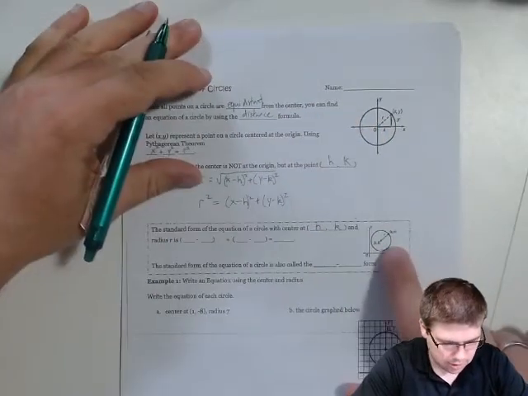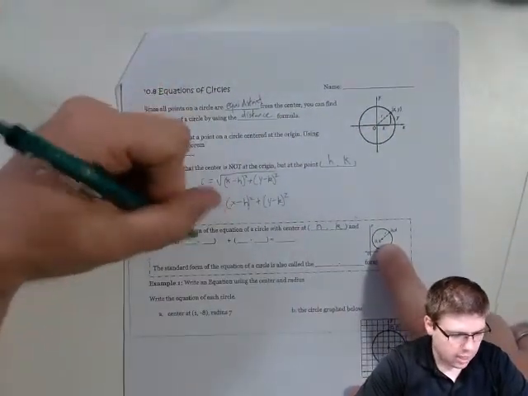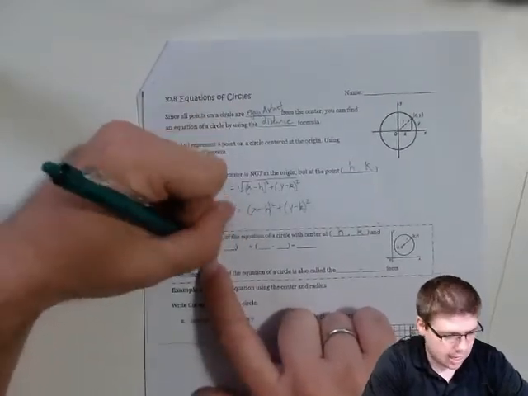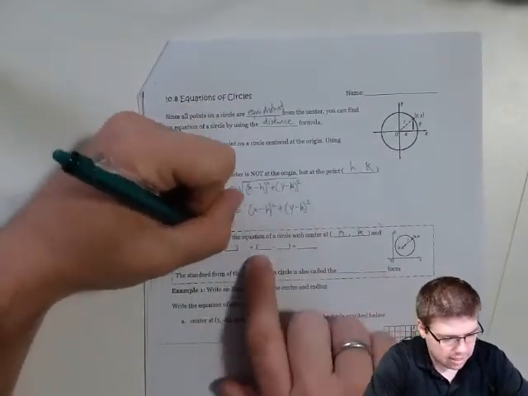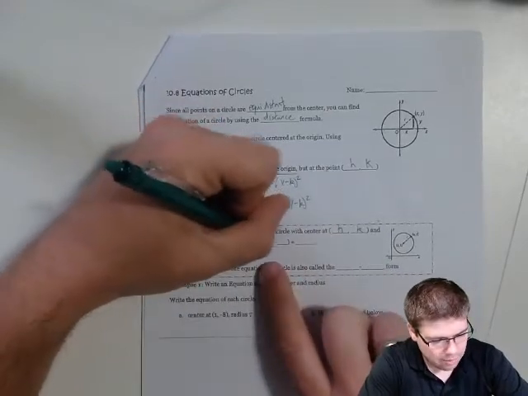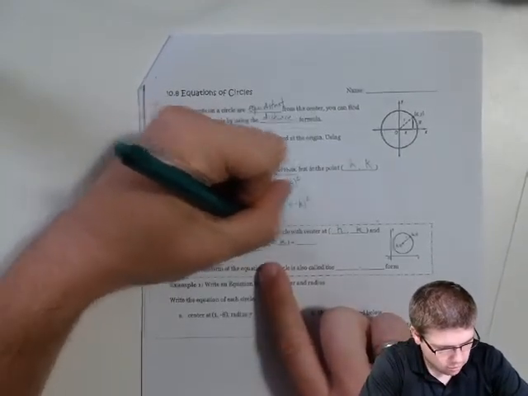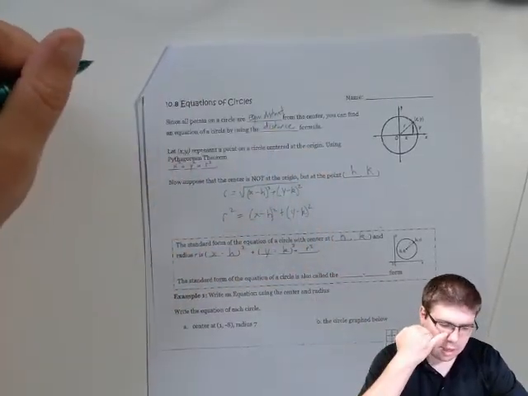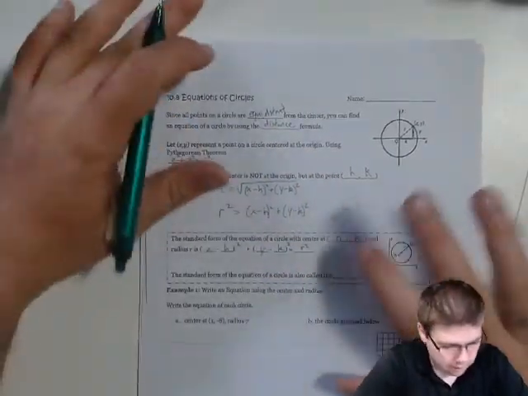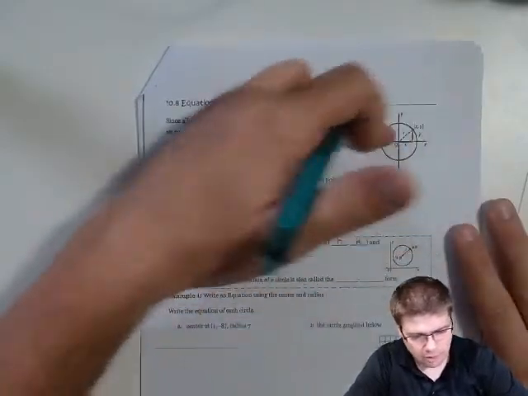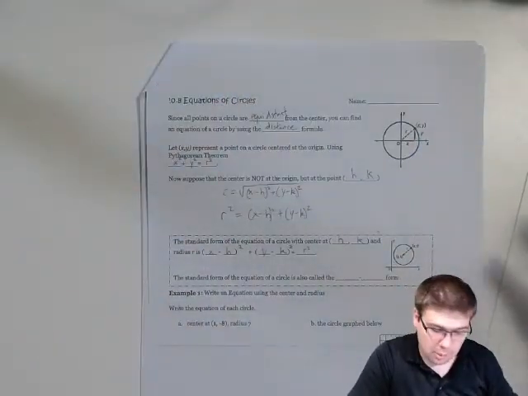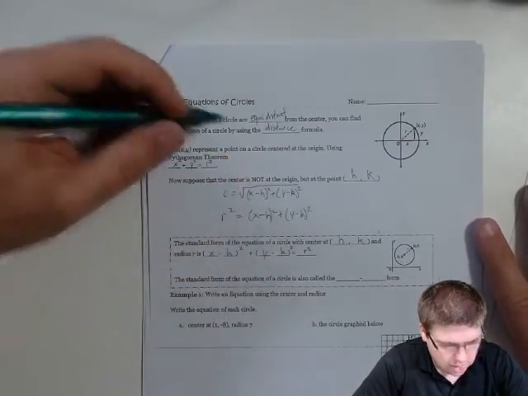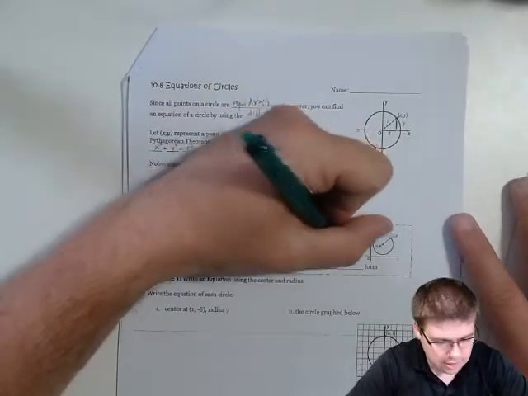So the standard form of the equation of a circle with a center at h, k, and radius r is x minus h squared plus y minus k squared is equal to the radius squared. It's effectively just making sure that we are the correct distance away using our distance formula, a kind of Pythagorean theorem. The standard form of the equation of a circle is also called the center radius form.